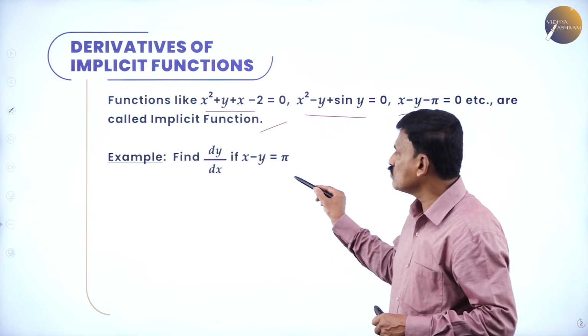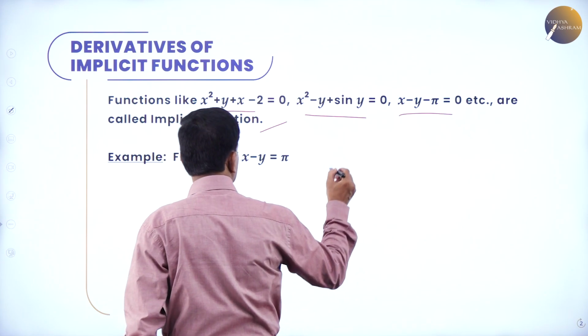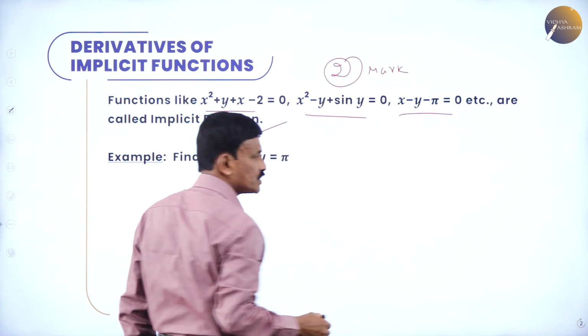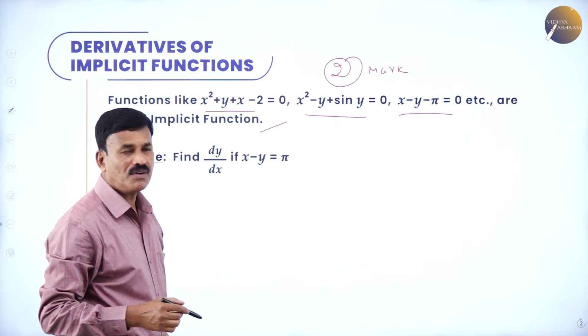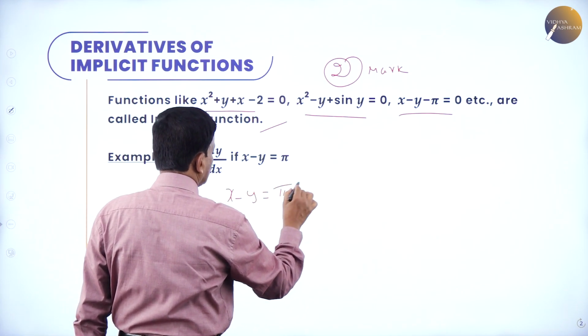That's it. Now let us move on to the first problem. These are all 2 marks questions, so you may expect this type of questions for 2 markers. So, if x minus y is equal to pi, find dy by dx. What is given? x minus y is equal to pi.